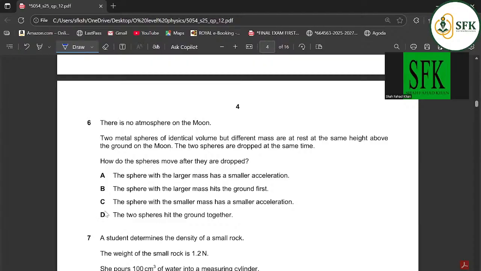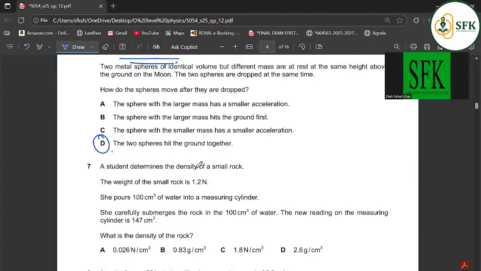So basically, they will hit the ground together because they both are experiencing the same amount of acceleration. This is a classical example of acceleration under free fall, acceleration under gravity. Okay, and there is no atmosphere to stop any one of them. So that's option D.